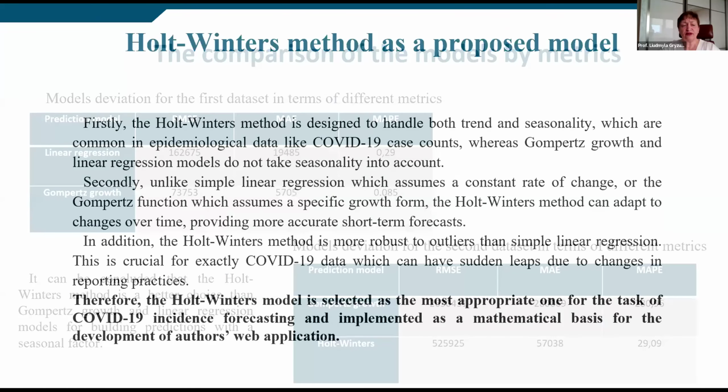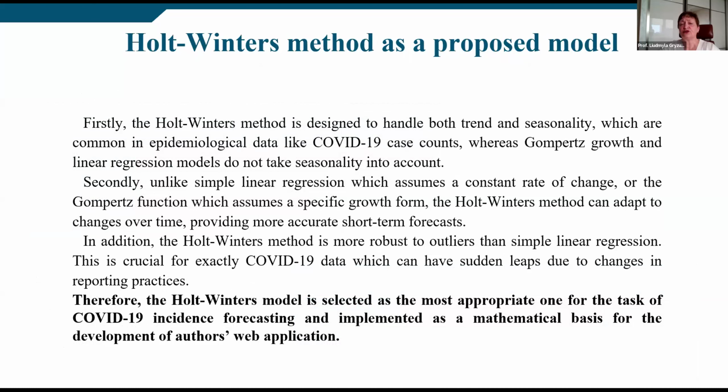supported by theoretical facts. Firstly, the Holt-Winters method is designed to handle both trend and seasonality, which are common in epidemiological data like COVID-19 case counts, whereas other models do not take seasonality into account. Secondly, unlike simple linear regression, which assumes a constant rate of change, or the Gompertz function, which assumes a specific growth form, the Holt-Winters method can be adapted to changes over time, providing more accurate short-term forecasts. In addition, the Holt-Winters method is more robust to outliers than the simple linear regression method, which is really crucial for COVID-19 data, which can have sudden leaps due to changes in reporting practices.